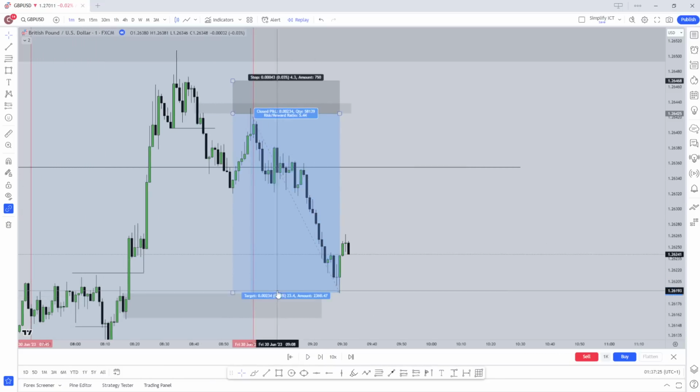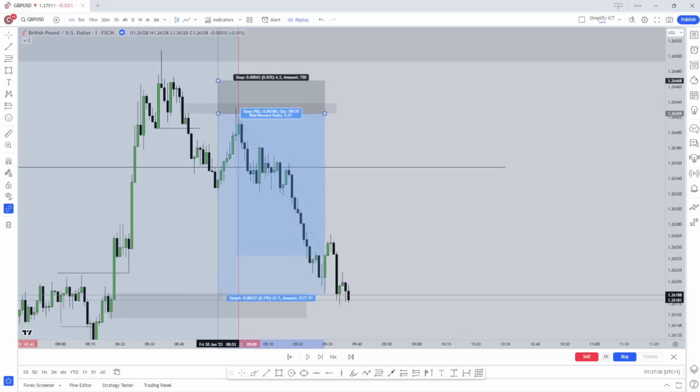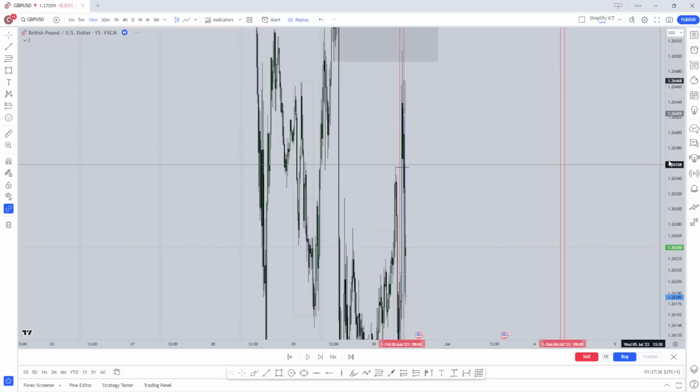Price tanks down to this level over here. Does it go even further? Yes, as you can see, it goes even further to this candle right here, giving us just over a 1 to 5.5. So that's that trade done.